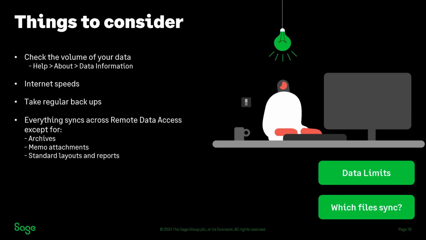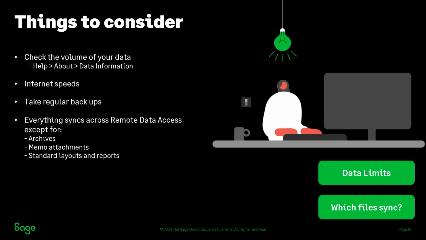Okay, so just a little bit more to consider before you decide whether you're going to use remote data access. A couple of things to consider. You want to be checking the size of your data. You can do this by going to Help and then into About, and then you're going to look under the Data Information section. You want to be checking the number of splits that you have and what splits are, because we get this question. Splits are the number of transactions that you have in the transactions module.